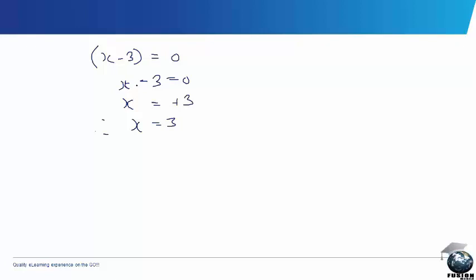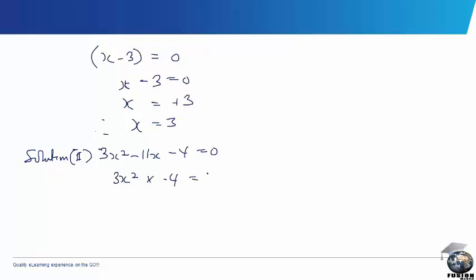Okay, we'll take solution for the next example. Our solution 2. Okay, we were given that 3x squared minus 11x minus 4 is equal to 0, and so we have to find the factors. So the first thing we do, we multiply the first term times the last term. It will give you minus 12x squared. We look for two numbers. When you multiply them, you will have minus 12x squared, but when you add them, you will have minus 11x.